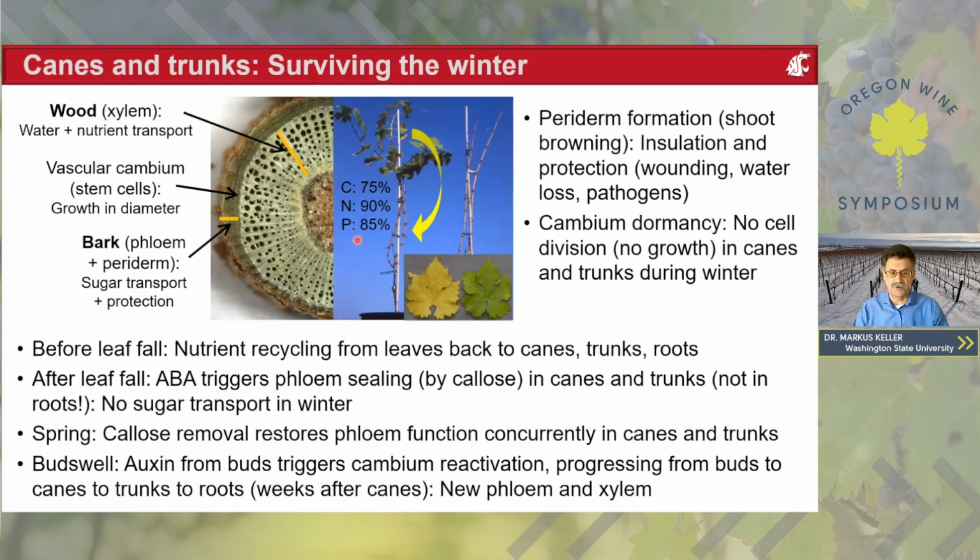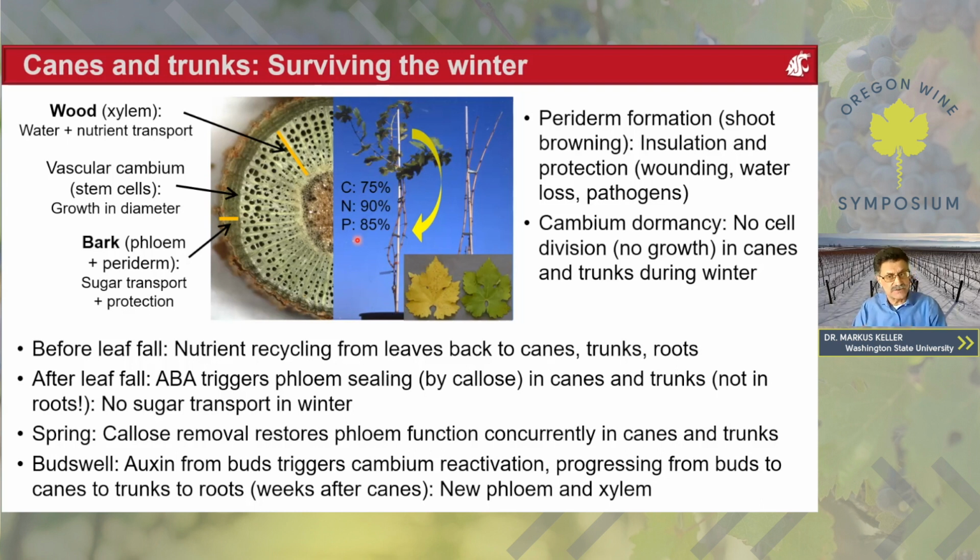and in the trunk. At the same time, during bud swell in spring, auxin, the growth hormone, is produced by the shoot tips that are contained in those swelling buds and are starting to grow and divide. That auxin flows down away from the bud into the cane and down through the plant all the way into the roots. As that auxin flows down in the cane, it reactivates the cambium. Cambium resumes growth, it resumes cell division, it starts producing new phloem to the outside, new xylem towards the inside.